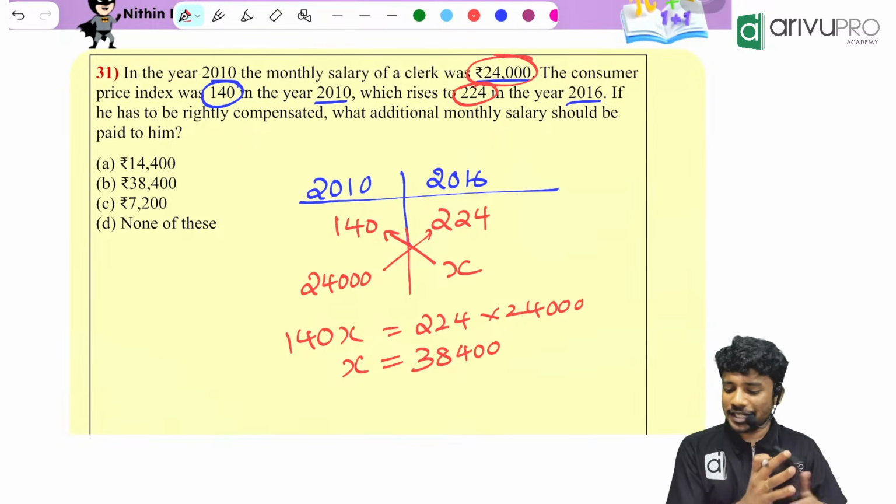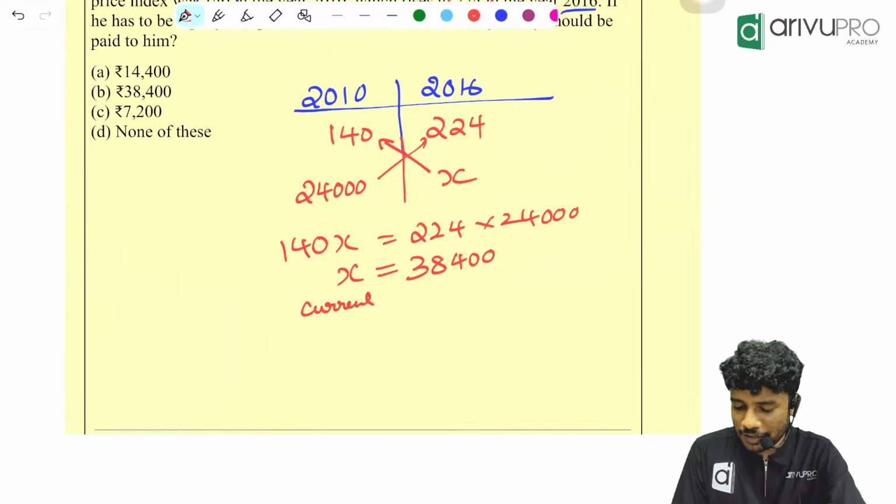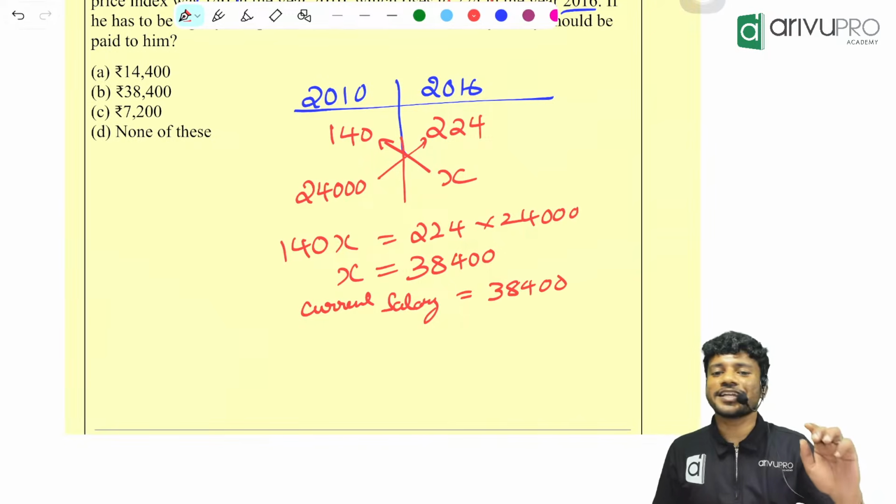38,400. Now that is my current salary, correct? This is my current salary. Current salary is this much. If you are in the exam hall, you will not even be writing these steps. Directly you will be doing it. Okay. Current salary is this much.